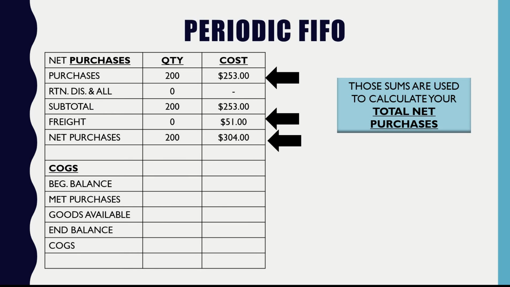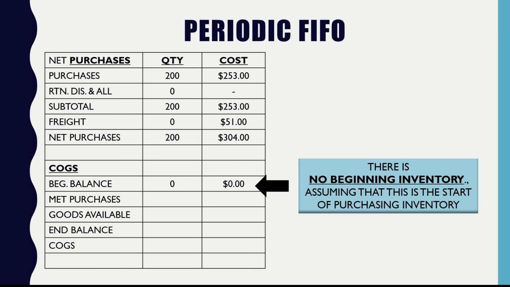the classes. But for now, I just want to make sure that you understand how to use the table. So we'll talk about purchase returns and allowances later on and how it affects your inventory. And then here, we are looking at our subtotal, which then we're going to add our freight to. So once again, freight doesn't add any quantity, it adds cost. So here, my total net purchases is going to be 200 items at a total cost of $304. That is our total net purchases.